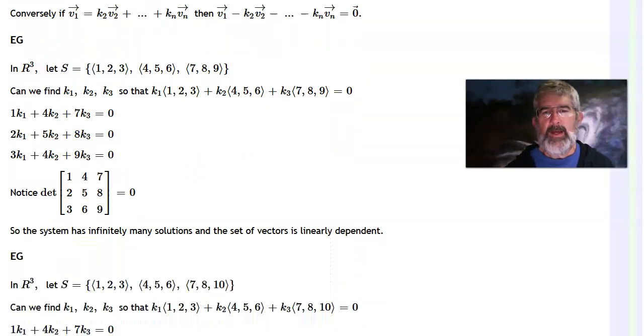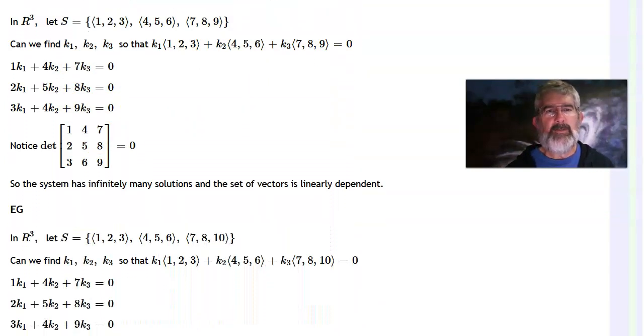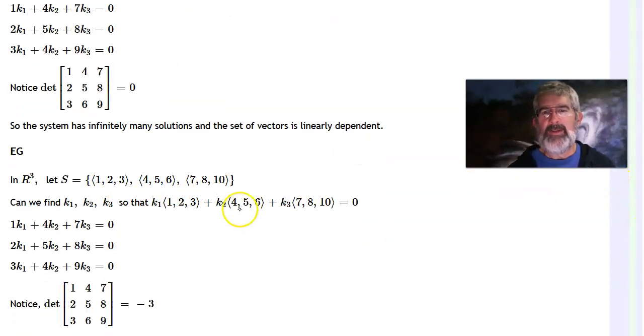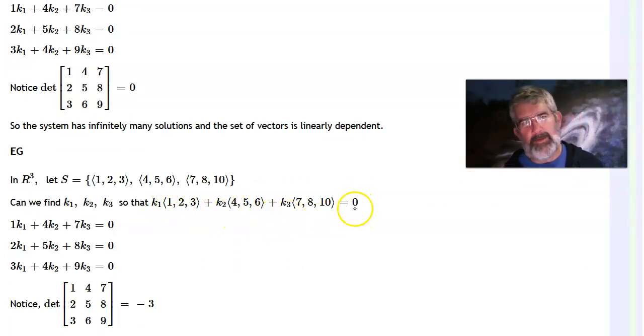Right? Now here's a slight change. So the first example was (1, 2, 3), (4, 5, 6), (7, 8, 9). This is (1, 2, 3), (4, 5, 6), (7, 8, 10). And so with exactly the same setup, take a look at this linear combination. Does it equal? Again, that should be the 0 vector.